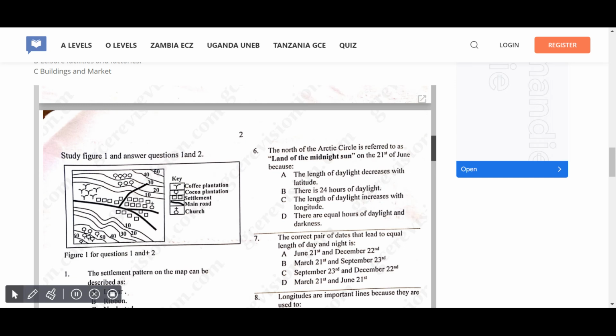So today I'm here again with Geography Paper 1 2019 questions and answers. The questions are 50, but the ones with answers are 48. So I will leave the two for you to do on your own. Question 3 and 42, you will do them on your own.